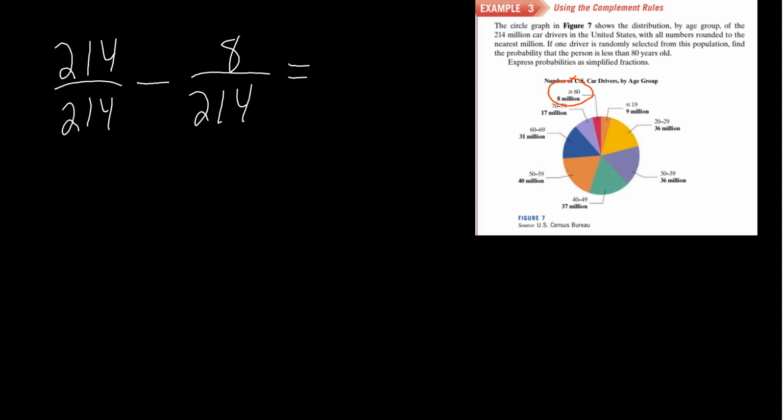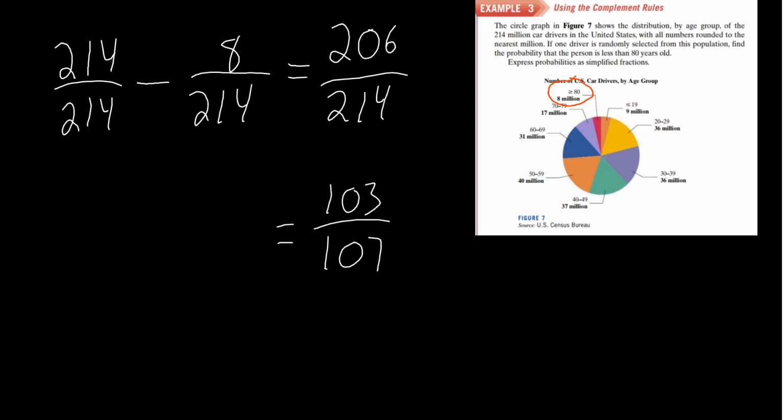All right, well, 214 minus 8 is 206. So 206 over 214, and that reduces to 103 over 107, and 103 is a prime, I'm sure. So 103, let's put this down a little bit more. Okay, so there's a 103 over 107 chance that the person driving is less than 80 years old.